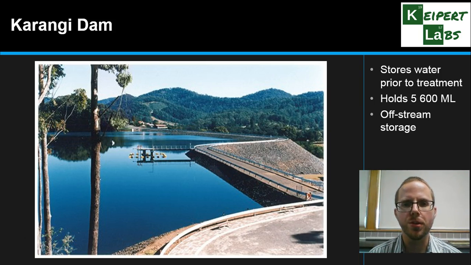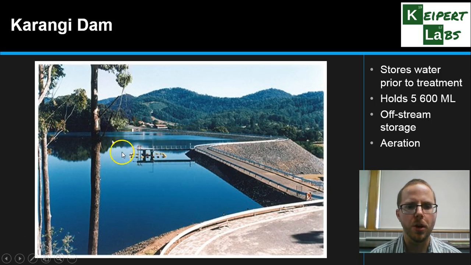So it connects to the river, but it's not actually a dam on the river itself. So there's a lot of benefits to that. It means that the river health itself is maintained, and we don't change the course of the river in doing so. It also means that we can have greater control over what water we pull from the river and the quality. And we also, at the dam, undergo a process called aeration.